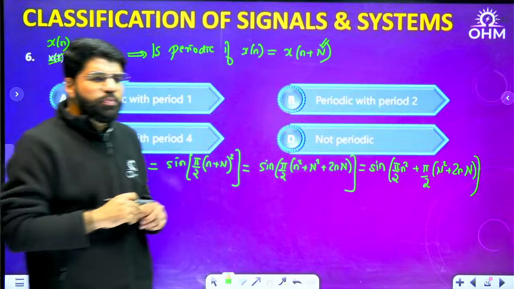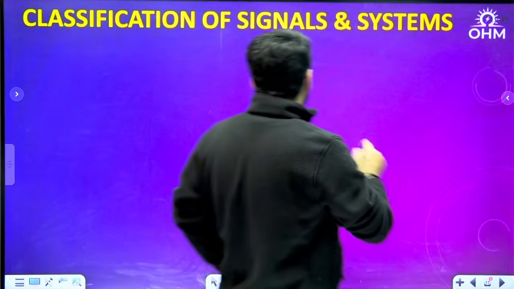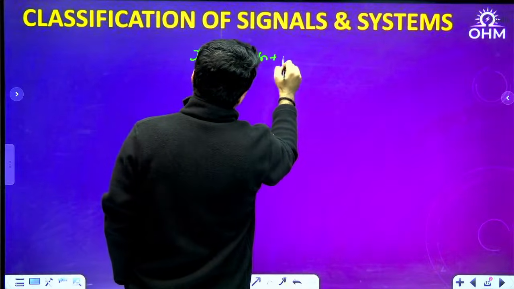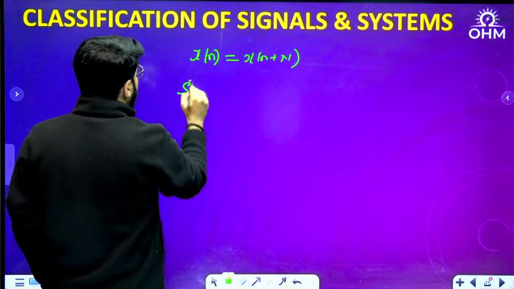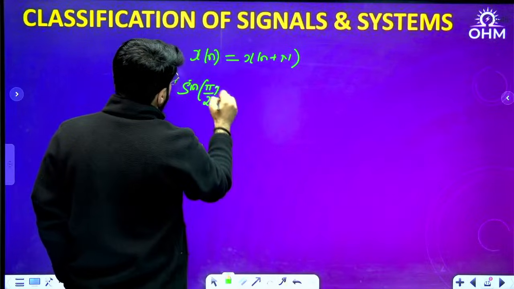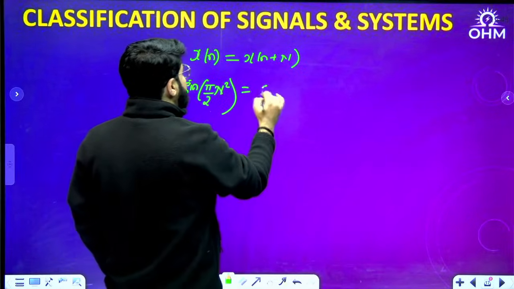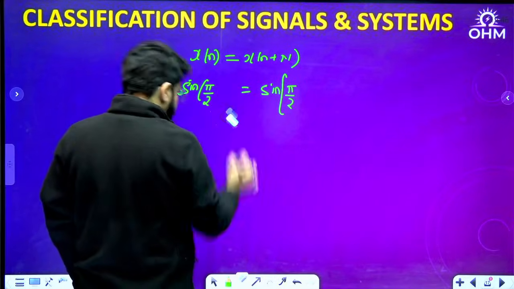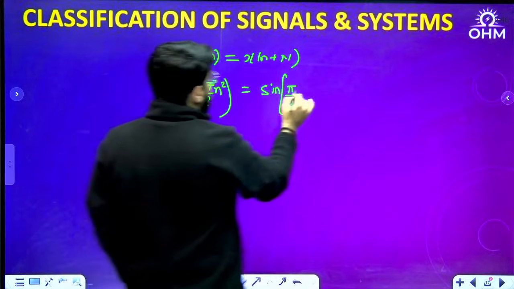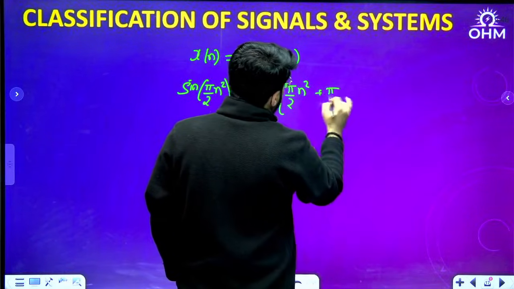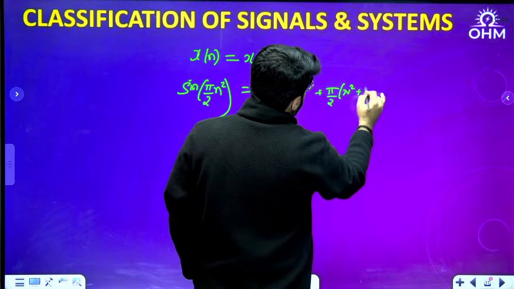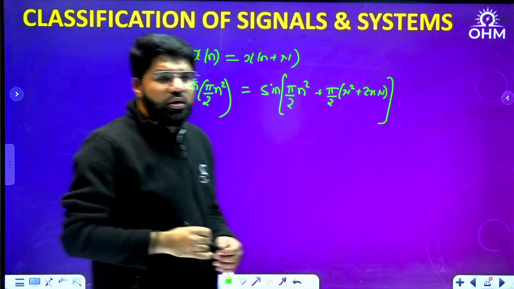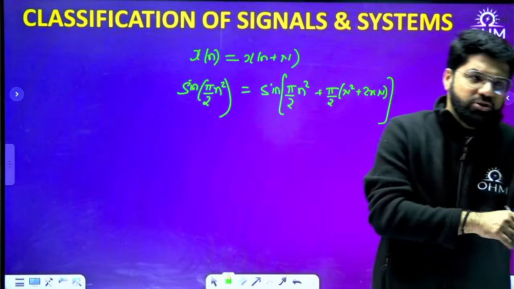What do I want for the signal to be periodic? x of n must be equal to x of n plus N. What is x of n? It is actually sine of pi by 2 n square. What is x of n plus N? As we have just calculated, that is sine of pi by 2, sorry, this is n square, small n square, equal to sine of pi by 2 n square plus pi by 2 into (N square plus 2nN). Okay, Sai Krishna says answer D, that means not periodic.